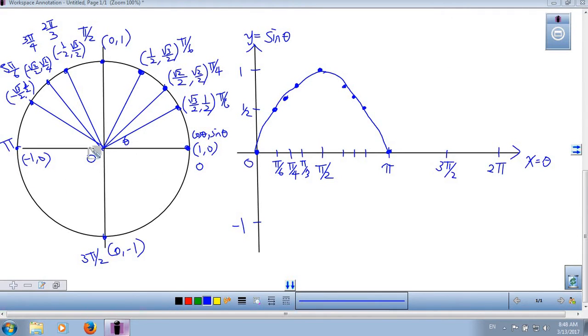And as it progresses down here, as you can remember, sine values will become negative. Here the sine value will stay negative, but eventually at 3 pi over 2, sine will go down to -1, and then at 2 pi, sine will become back to 0.